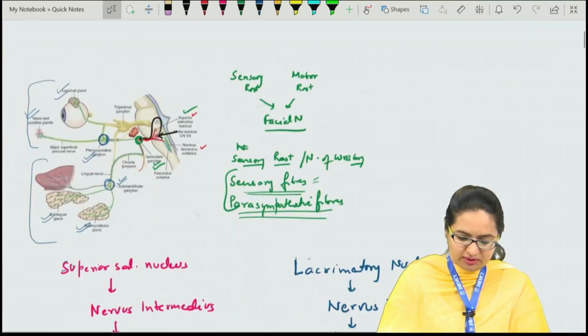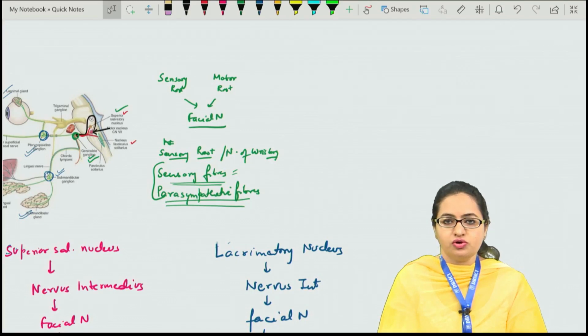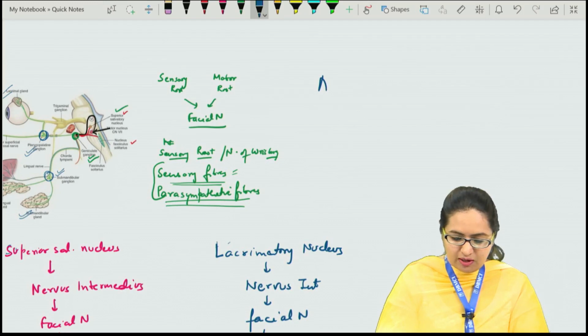Now when we talk about the rest of the named nerves, one of them is the nerve of Wrisberg, which is the sensory root of the facial nerve. Another, which we have just described, is the Vidian nerve, which is the nerve to pterygoid canal. Apart from this we have Arnold's nerve or Alderman's nerve.